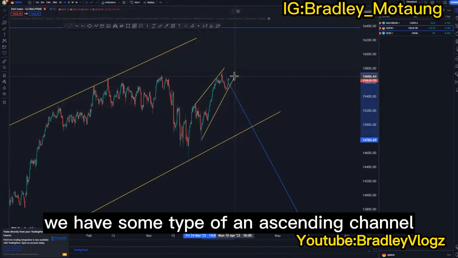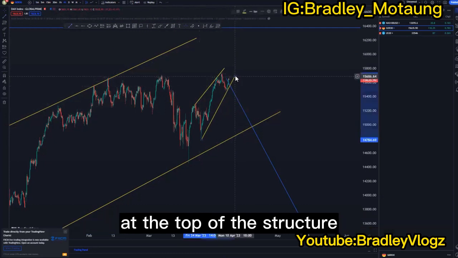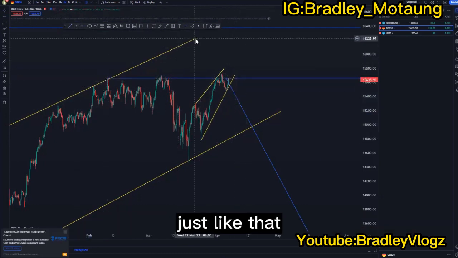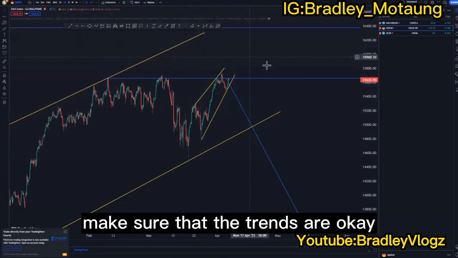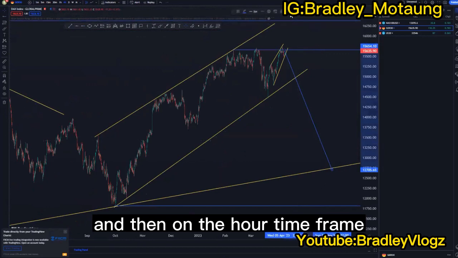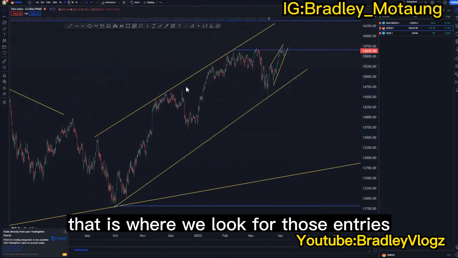We have some type of an ascending channel at the top of the structure. And then what I'll do is I'll just use a ray line, just like that. Make sure that the trends are okay. And then on the hour time frame, that is where we look for those entries.